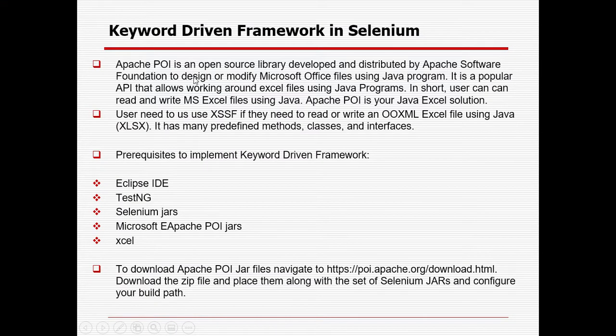Apache POI is nothing but an open source library developed and distributed by the Apache Software Foundation to design or modify Microsoft Office files using a Java program. It is a popular API that allows working with Excel files using a Java program. In short, users can read and write Excel files using Java. So Apache POI is your Java Excel solution. First, you need to download and add this.